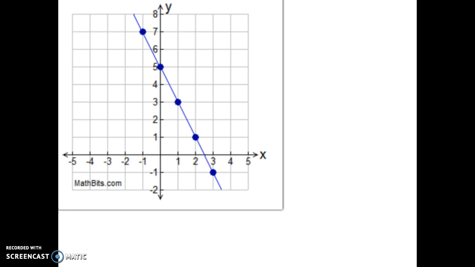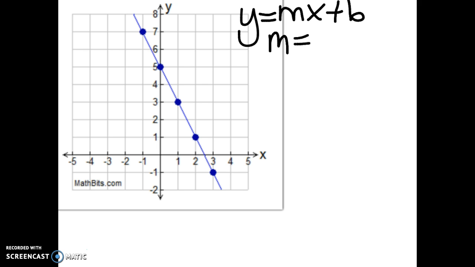I am going to choose slope-intercept form because it requires the least amount of calculations and manipulation of equations. Slope-intercept form is defined as y equals mx plus b, where m is your slope and b is your y-intercept. You are welcome to find the y-intercept and then find the slope. However, in this case, I am going to find the slope and then find the y-intercept.